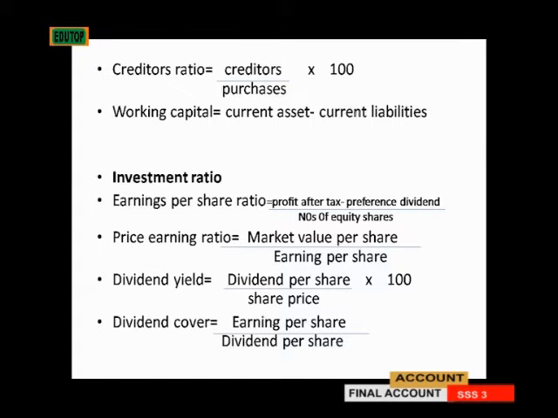Then we have the price earning ratio, which is talking about the market value of that share. As a company is moving on and on, the market value of their share begins to increase every year. As they are transacting business, the market value of the share begins to increase. So you divide the market value by earning per share at the end of the day, and that will give you the price earning ratio.